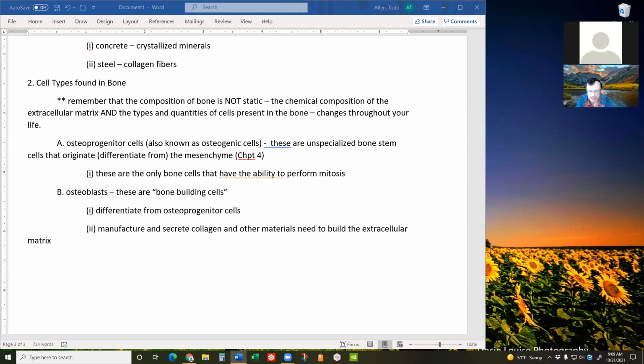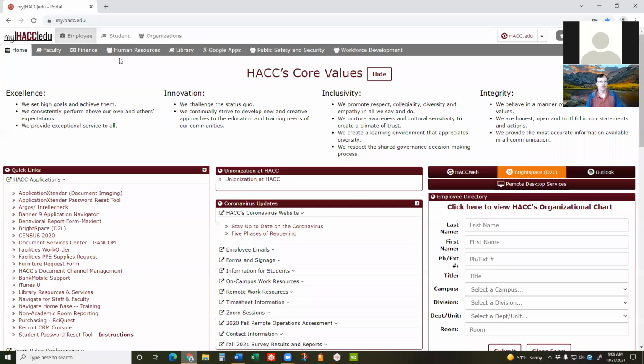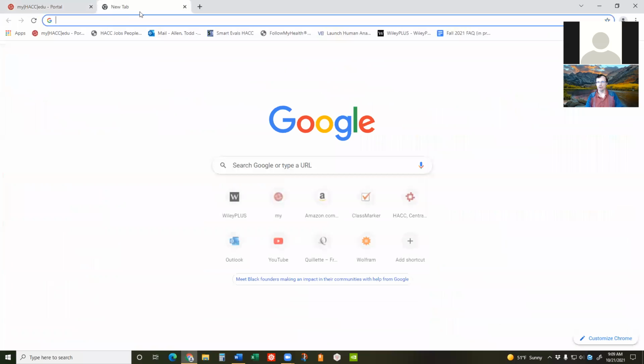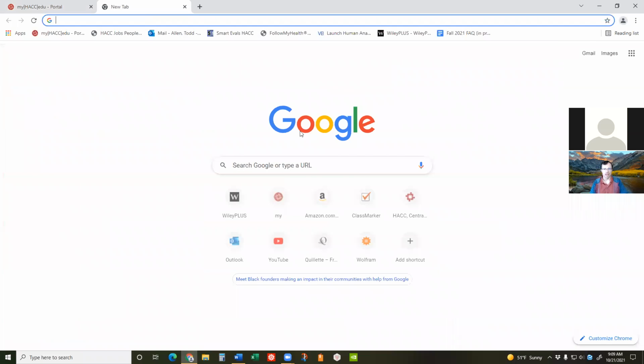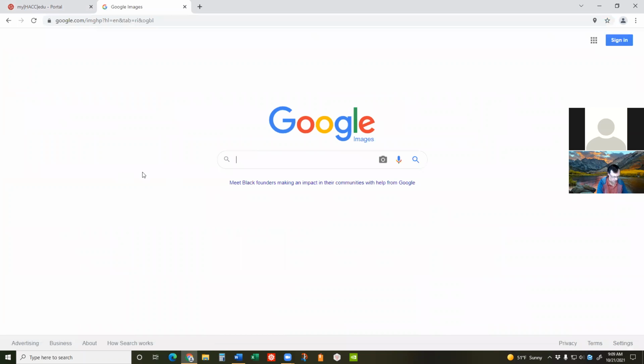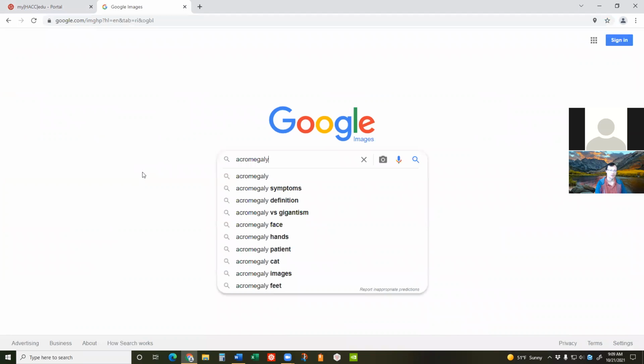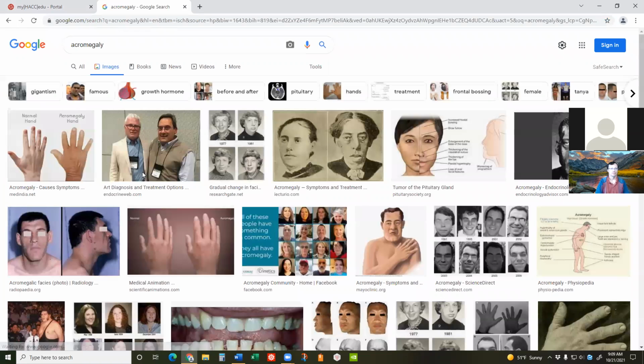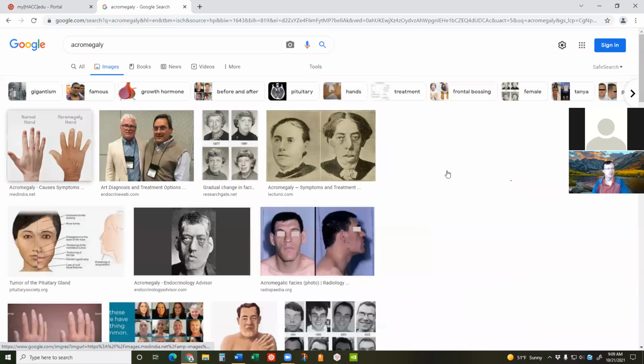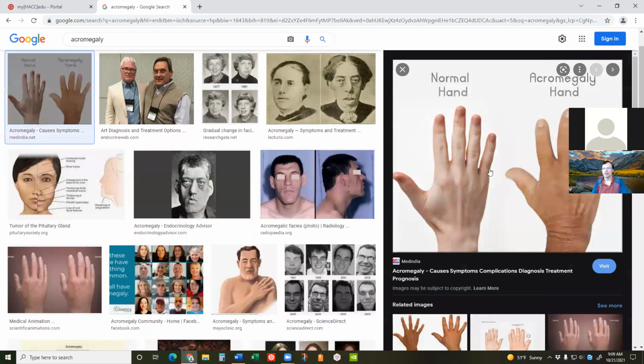Okay, so Christina hasn't. All right, so acromegaly, let me see if I can bring up a Google image of someone with acromegaly. I don't know what I'm going to find here, so this is not super gross, but if you're sensitive, just be cautious here. Here we go. Maybe this is a good way to start.